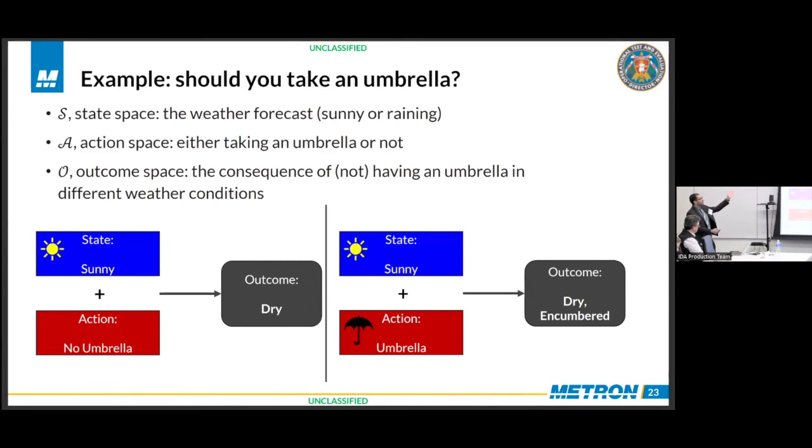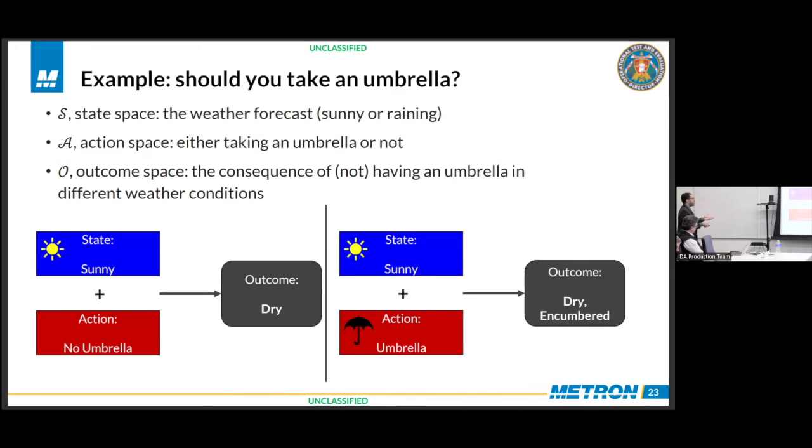So here's the example. Should you take an umbrella? Okay. The state space is the weather forecast. So we'll consider two states of the universe, that it's either sunny or it's raining outside. The action space is either you take an umbrella or you don't. And the outcome space is the consequence of having or not having an umbrella in different weather conditions. And so that's that joint action space that I was talking about. We're talking about the outcomes.